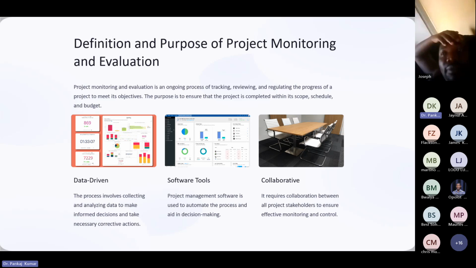stakeholders are effectively engaged. They can access project data and updates, which builds trust and accountability. Also, buy-in and support. Engaging stakeholders in the monitoring and control process fosters a sense of ownership and commitment to the project success. This can lead to increased support and cooperation from all parties involved.